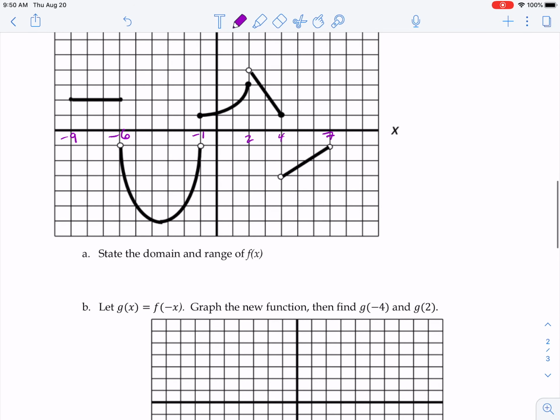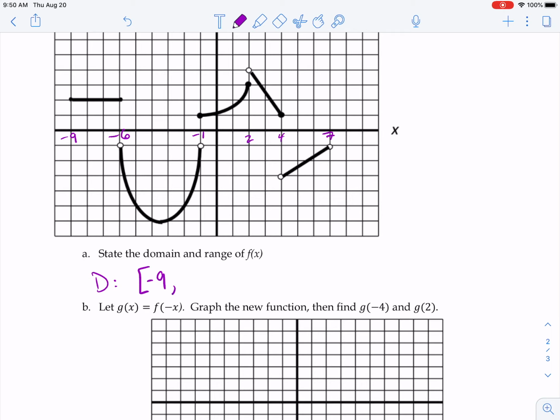So the domain, it includes -9, it cruises along. It does include -6. There's discontinuity at -6, but it still is defined at -6. There's discontinuity at -1, but it's still defined at -1. There's discontinuity at 2, but it's still defined at 2. There's discontinuity at 4, but it's still defined at 4.